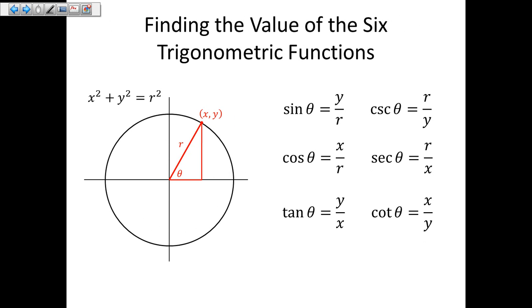Now, if we want to find the value of the 6 trig functions on a circle that's not the unit circle, it's still centered at the origin, but instead of the radius being 1, the radius is just some value r. Here's how we find those 6 trig functions.